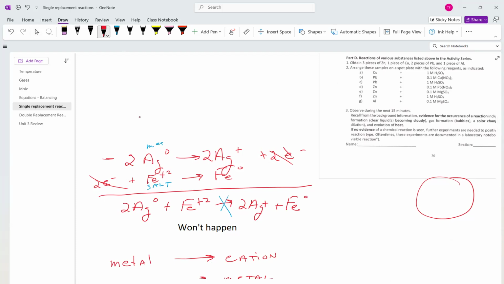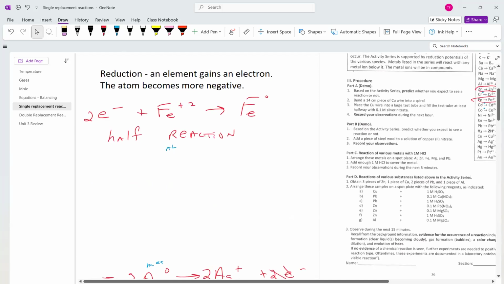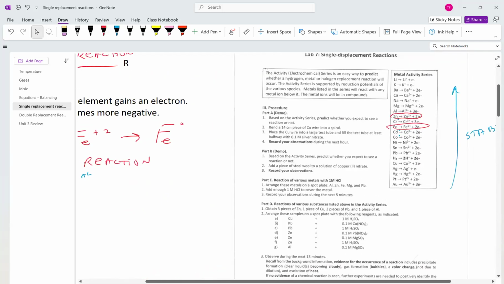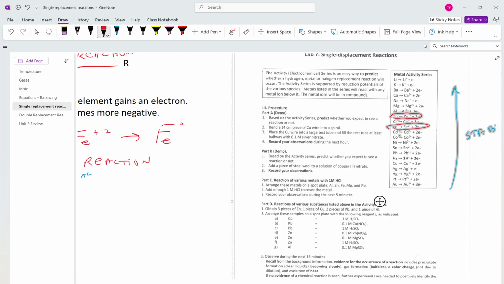Okay, and I notice I said won't happen. Sometimes single replacement reactions work, and sometimes they don't. And it has to do with something called an activity series.